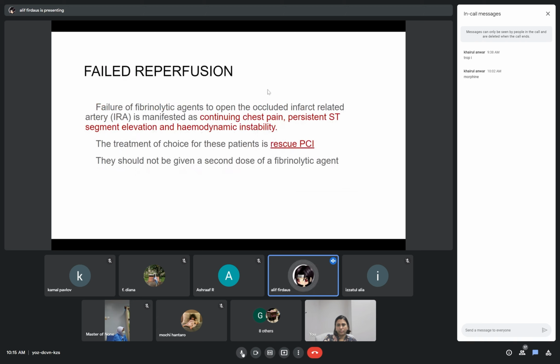So what about if reperfusion fails? If it fails, the patient will have continuing chest pain, persistent ST segment elevation, and the hemodynamic instability persists. So the treatment of choice for this patient is rescue PCI.